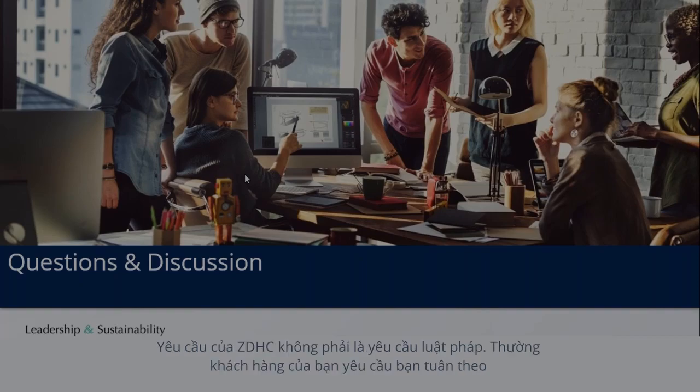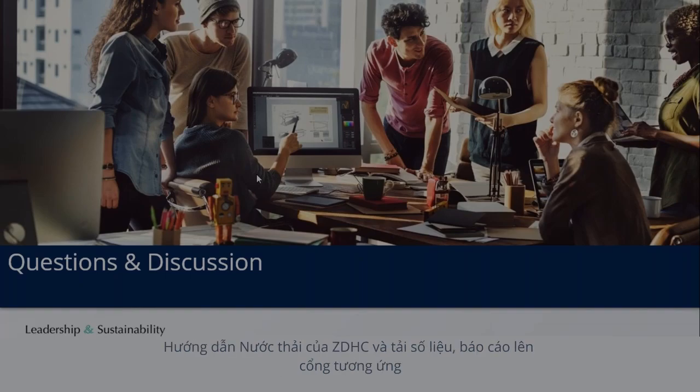So the requirement regarding ZDHC is not a formal requirement or a legal requirement. This depends on the brands and the buyers you have. You may have brands buying from you that have asked you to follow the ZDHC wastewater guideline and to upload the reports accordingly. But if you don't have that, then it's not a requirement to do that.